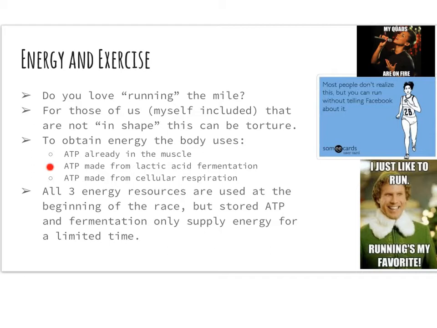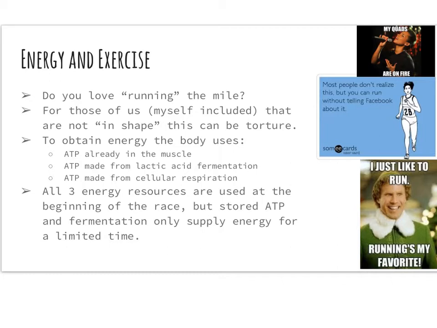Then we have a means of making ATP secondly through the process of lactic acid fermentation. So you've already learned what fermentation is. Lactic acid is specific to our muscles, is a pathway, and the byproduct of making that energy is lactic acid, which is essentially what makes your muscles hurt after a workout. And then the third one is just the ATP that we make through our cycle of cellular respiration. So those are the three ways: already stored in the muscle, lactic acid fermentation, and ATP made from cell respiration.